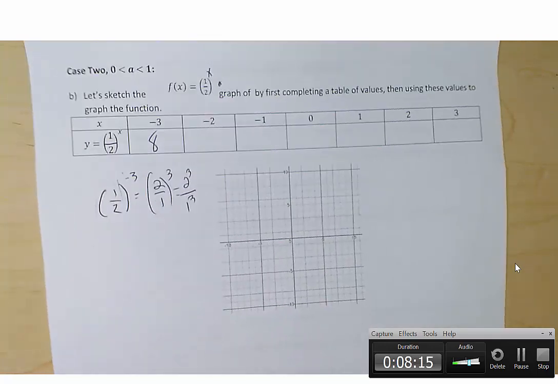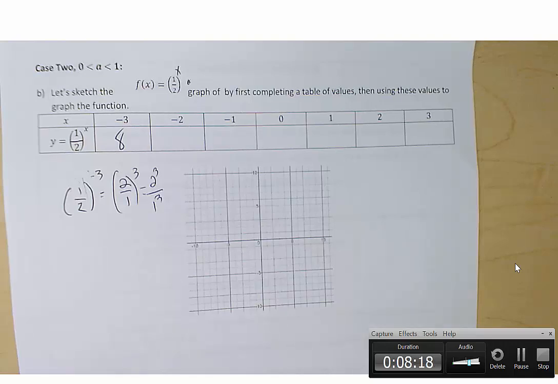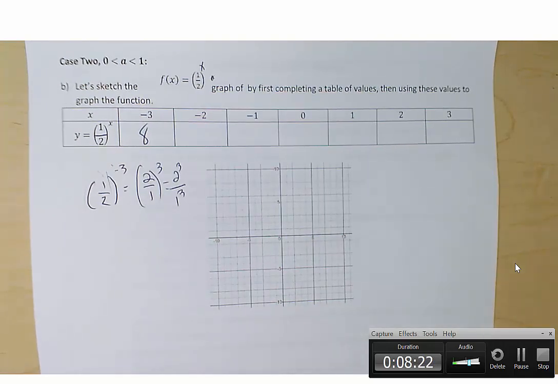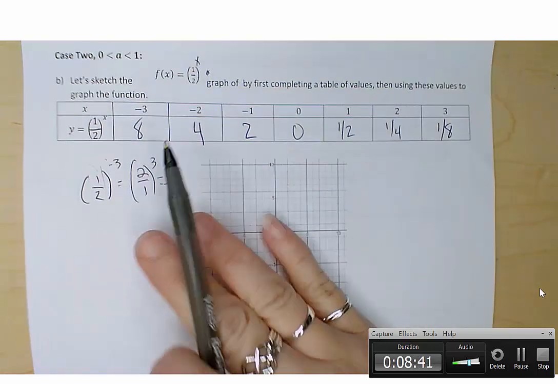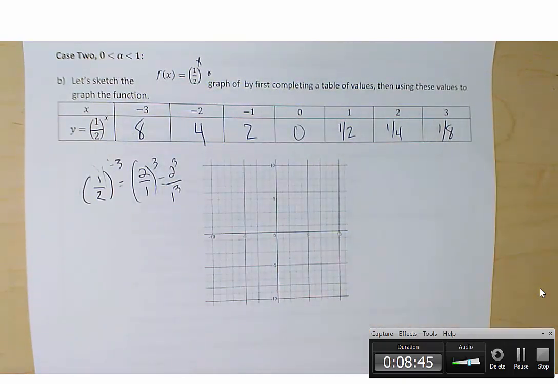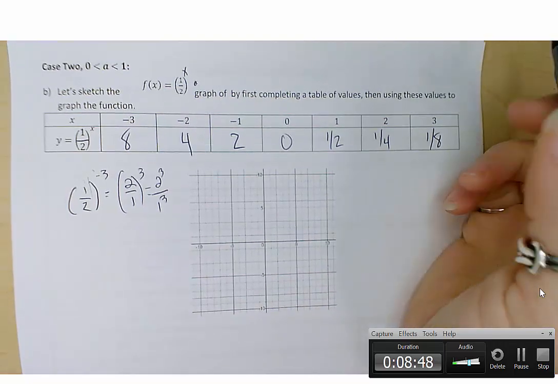If you need a little bit more practice on negative exponents, I do have a video that focuses solely on negative exponents. I recommend pausing this video real quickly, maybe going and watching that, and then coming back to this. So when I went ahead and filled out the rest of them, 1/2 to the 4th, and so on, there are our values for those.